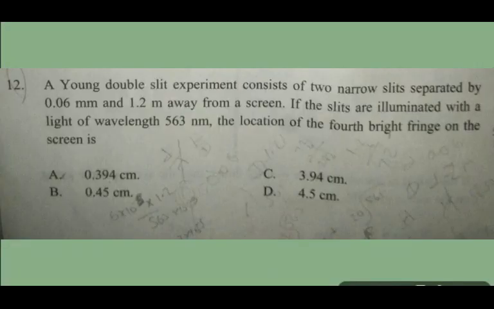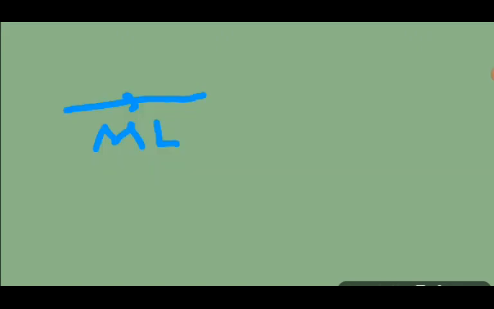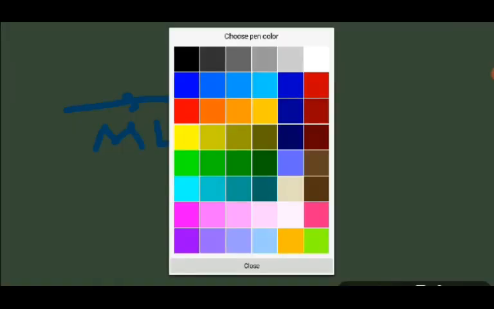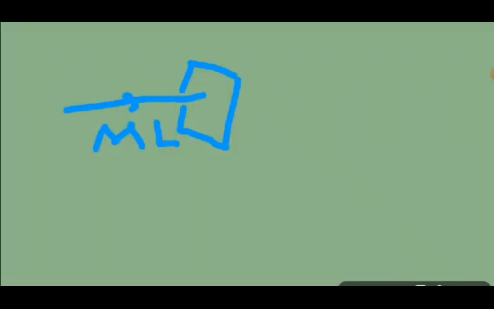Question number 12. A Young's double slit experiment consists of two narrow slits separated by 0.06 millimeter. We have monochromatic light, and then we have this type of slit. So the d value is already given for this one. They are separated by 0.06 millimeter, and consider this is a screen. So we get constructive and destructive interference on this one.